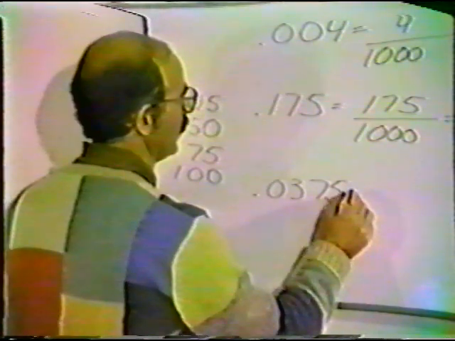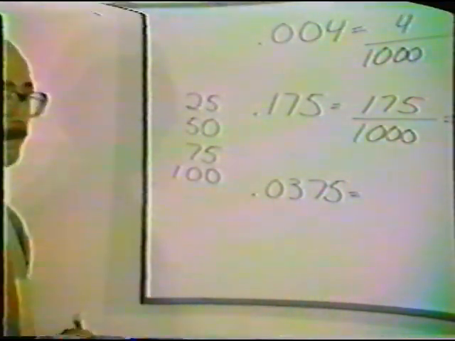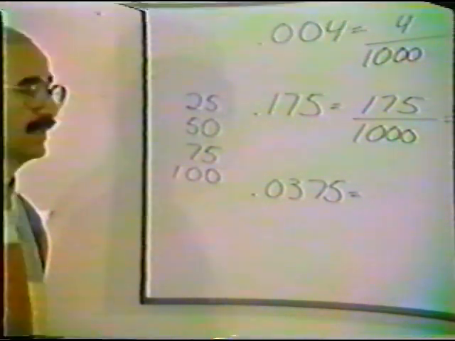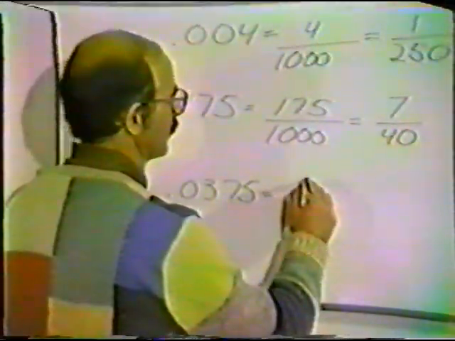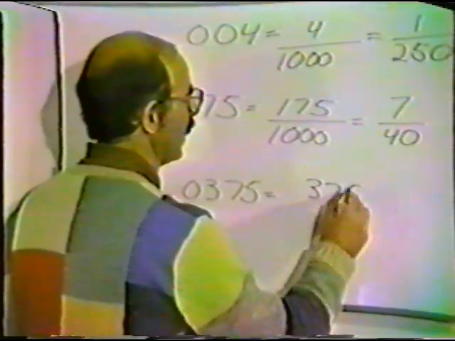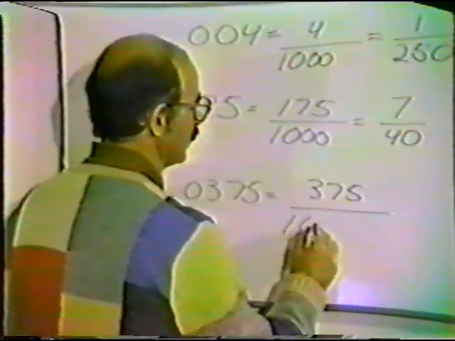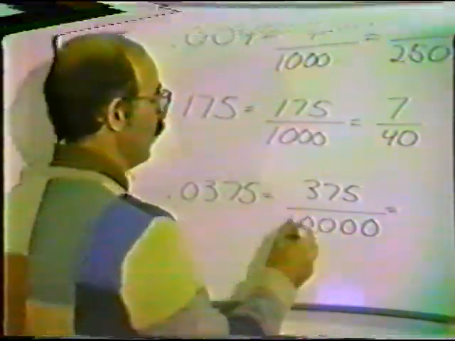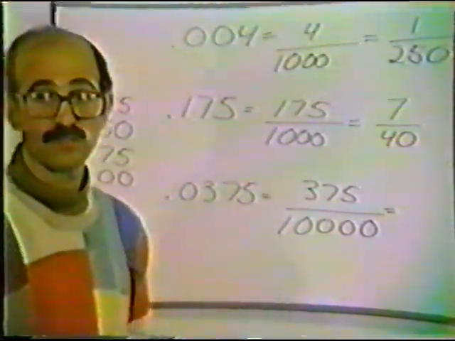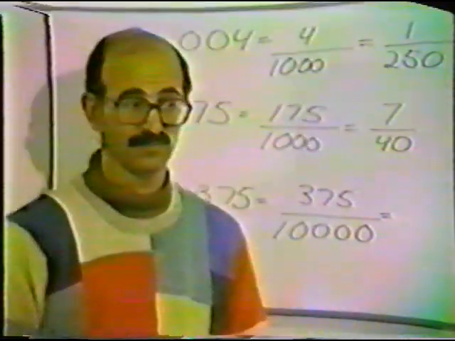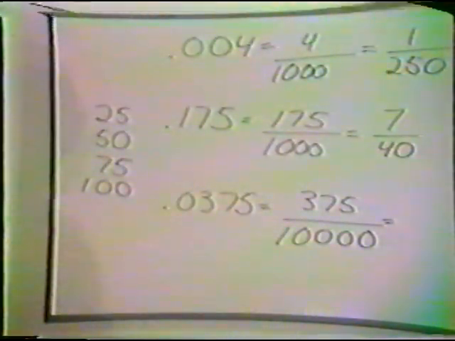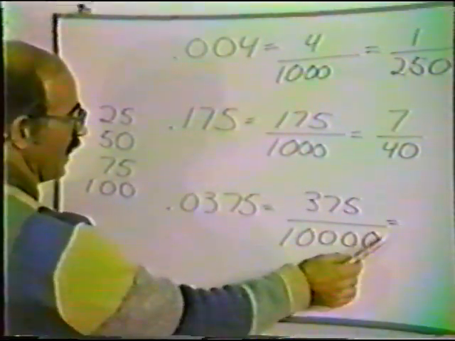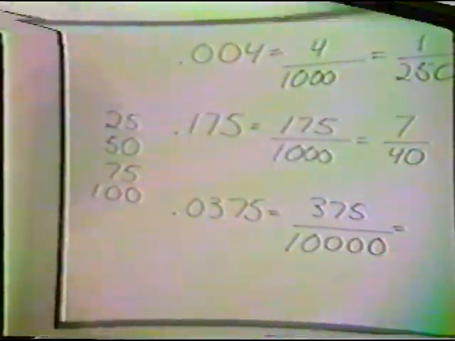0.0375. Read that number. 375 10,000ths. Yes, 375 10,000ths. What shall we use to reduce that one? 25. Yes, because we see that it ends again in 75 and double zero.